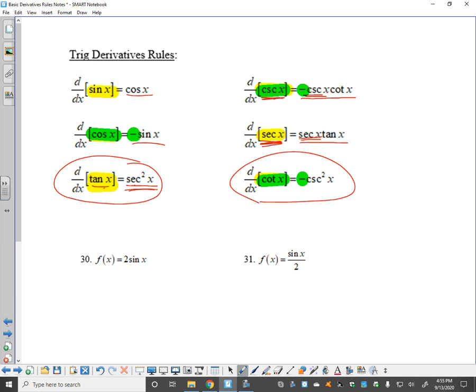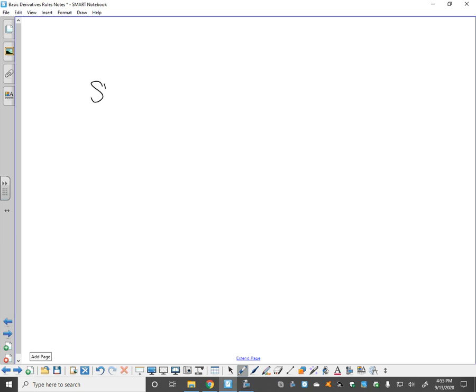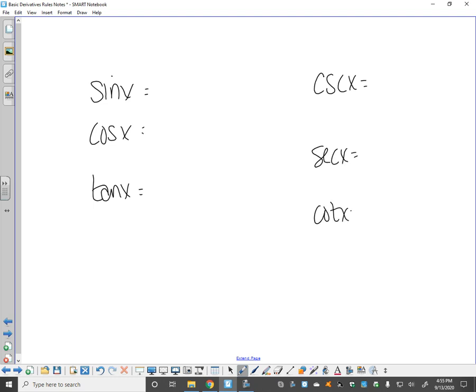Okay, so stay with me right here. Sine, cosine, tangent. Don't look at your notes. Cosecant, secant, cotangent. Sine and cosine are each other's buddies, derivative buddies. So d/dx, the derivative of sine of x is cosine of x. The derivative of cosine, that starts with the letter C, is negative sine of x.